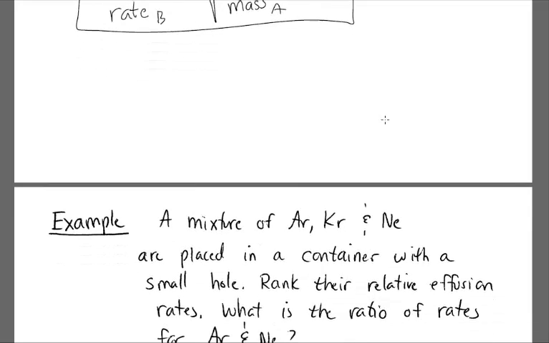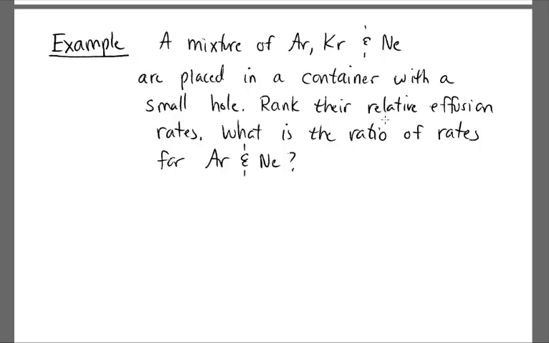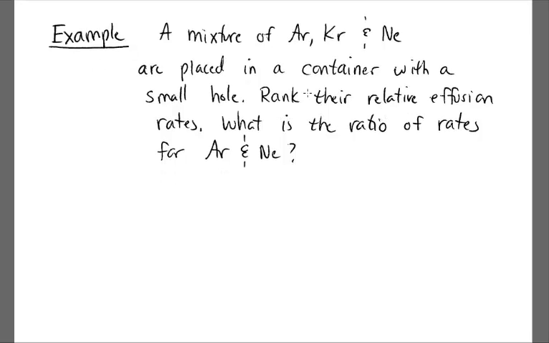All right, let's do some examples. Let's say we have a mixture of three noble gases, argon, krypton, and neon, and they're placed in a container that has a small hole. Rank the relative effusion rates, and then the second question, what's the ratio of the rates for argon and neon? So what are the relative effusion rates? Let's rank them. Which one's going to be faster?